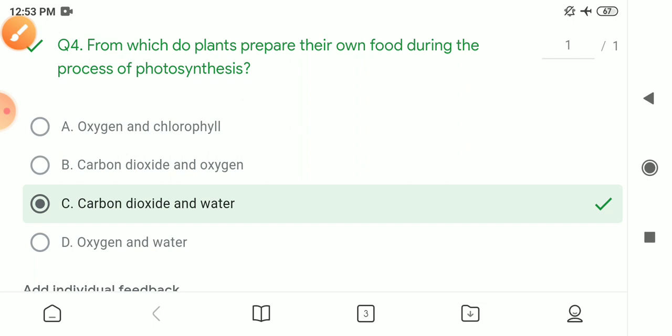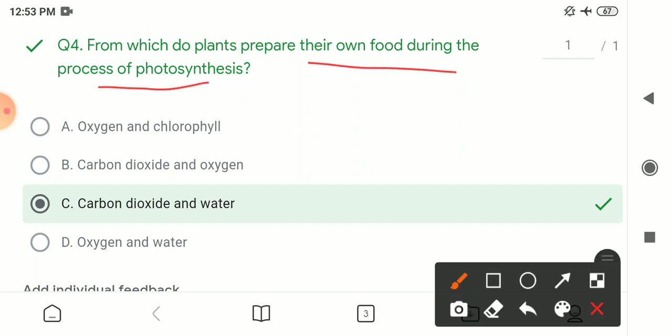Next is fourth number. From which do plants prepare their own food during the process of photosynthesis? Plants require what for the process of photosynthesis? The options are oxygen and chlorophyll, carbon dioxide and oxygen, carbon dioxide and water, and option D is oxygen and water. So here your answer is option C, that is carbon dioxide and water. The plants take carbon dioxide from the air, and they also require water for the process of photosynthesis.